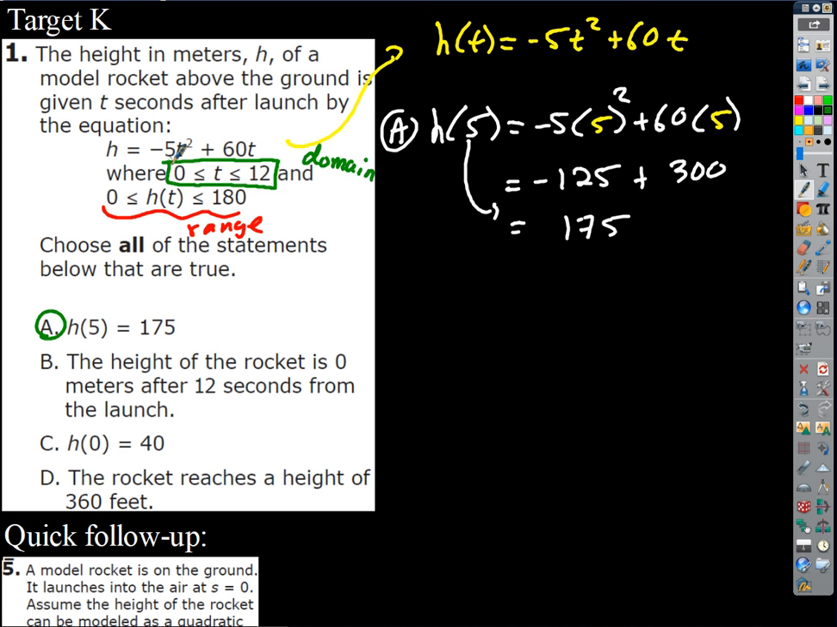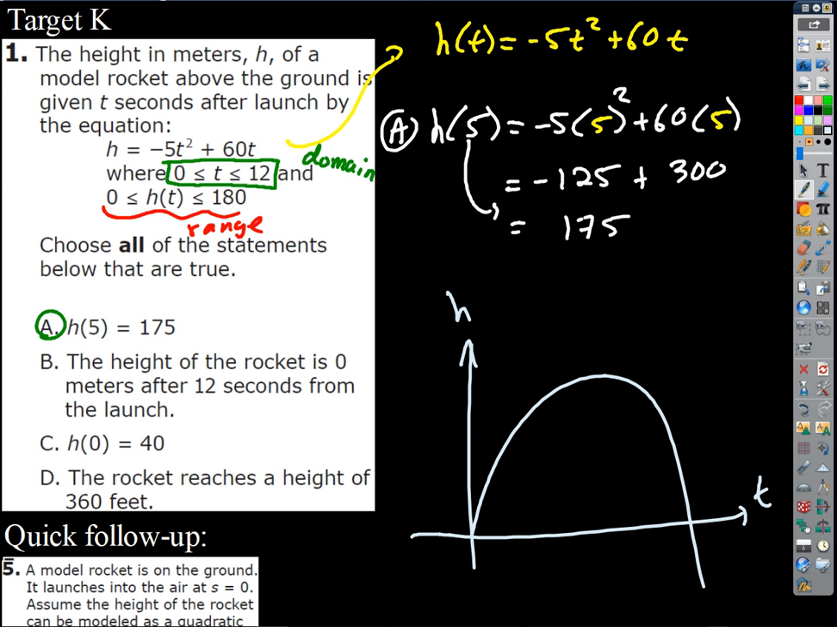So if I were to graph this thing, here's h, here's t, and it's just doing something like that, isn't it? The height is getting bigger with time. Okay? So this is when it starts, and that's probably when it ends. We can check it and see.